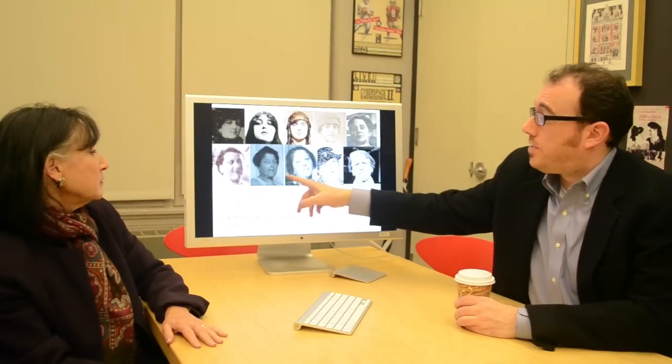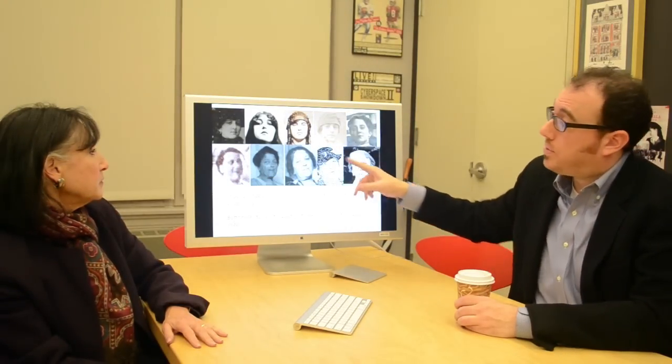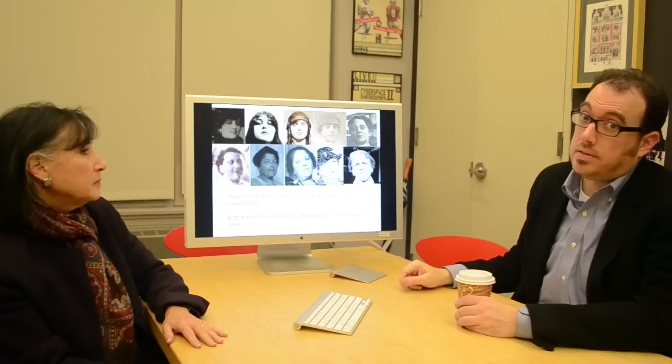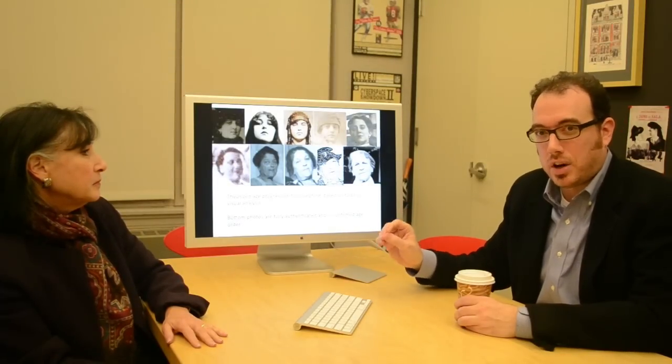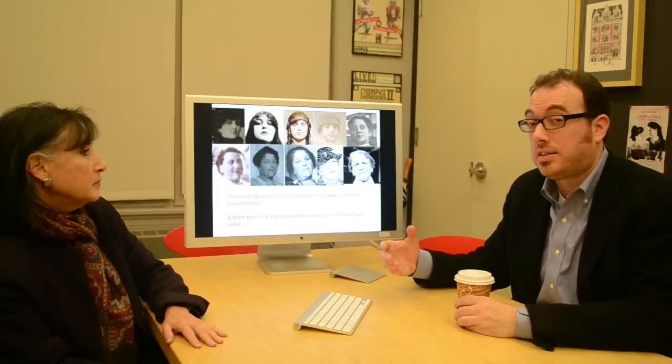These, once again, are fully authenticated photos. These are the photographs which we analyzed. And this is a theorized age progression. Photo-to-photo analysis does not provide 100% concrete findings, but it can suggest that it is her, and it can eliminate photographs.